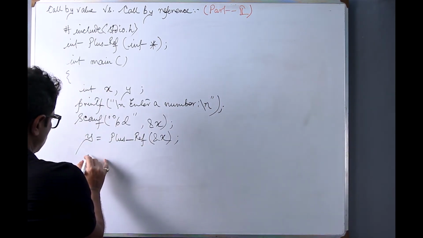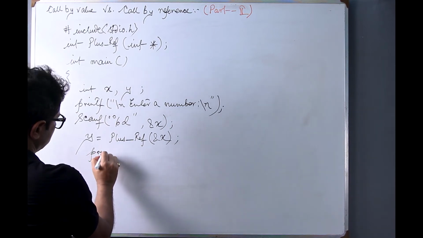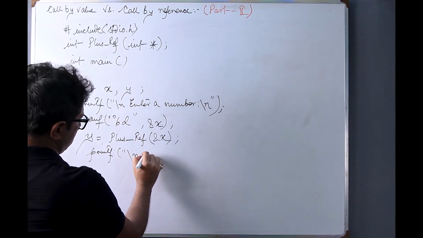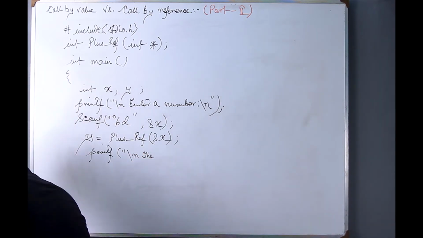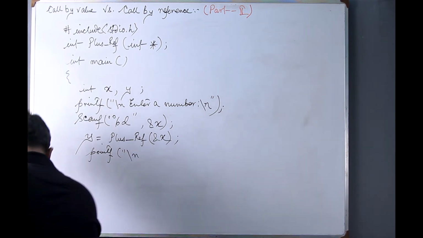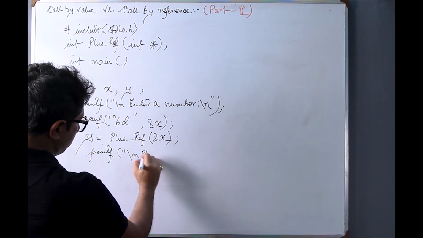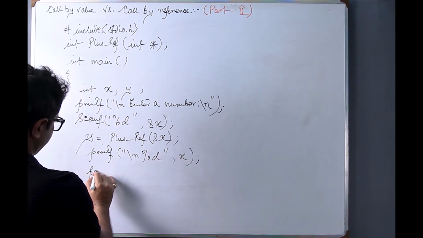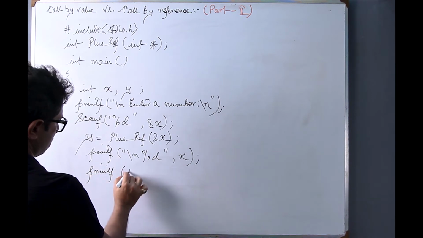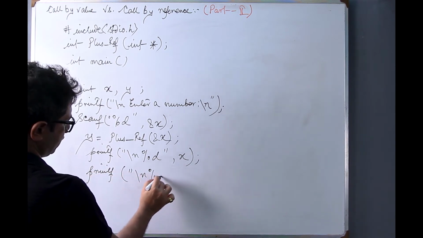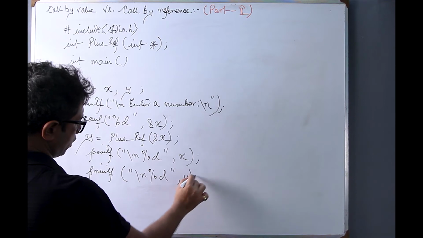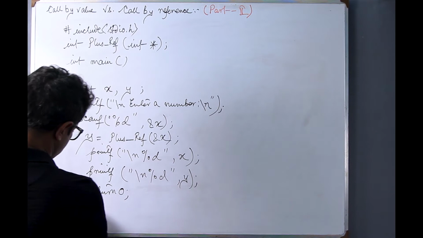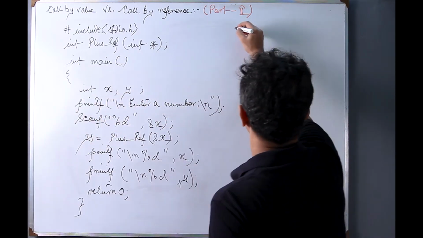Now I am going to print x and y, printf %d, x, printf %d, y. Return 0, end of the main section. Now we are going to write the function.